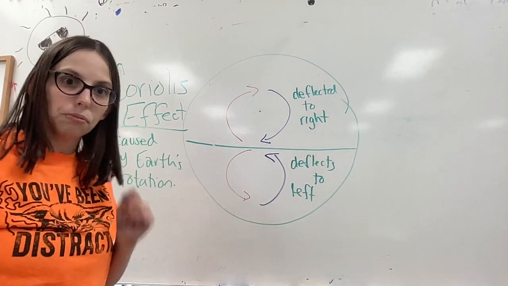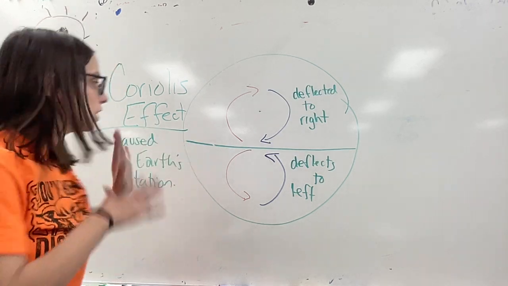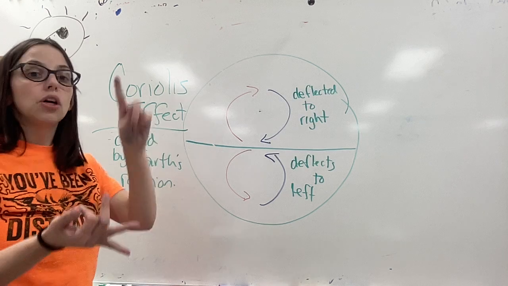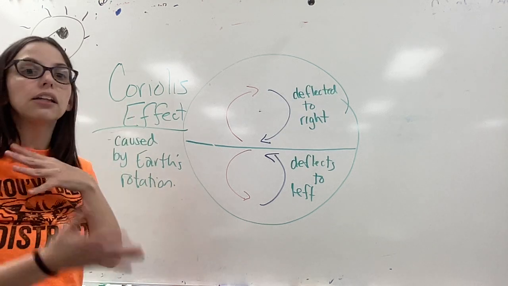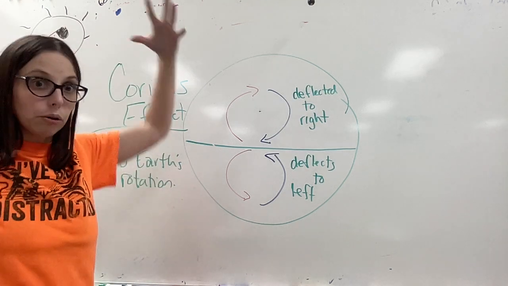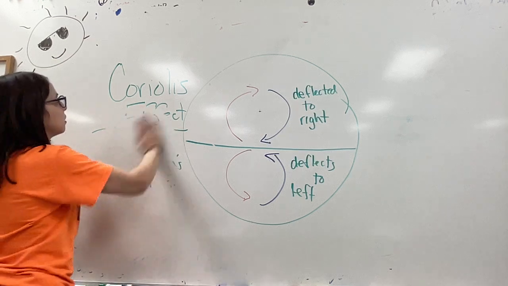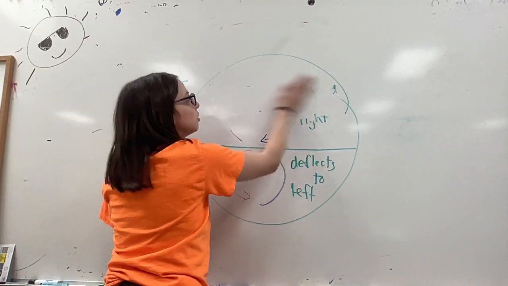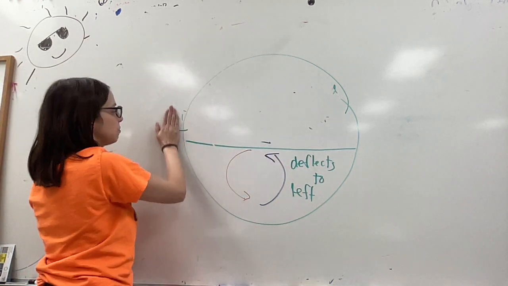That's important. So now that we have the Coriolis effect, and we talked about pressure, now let's take that air pressure and blow it up on a big scale. I'm going to erase this. I'm going to keep my globe, though.